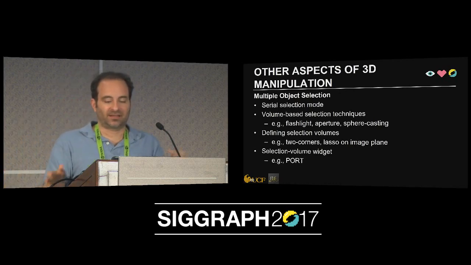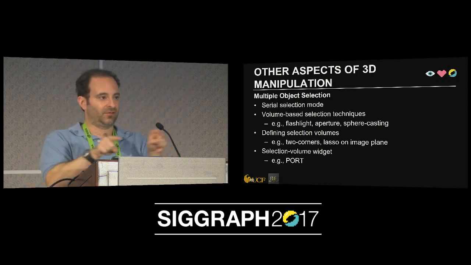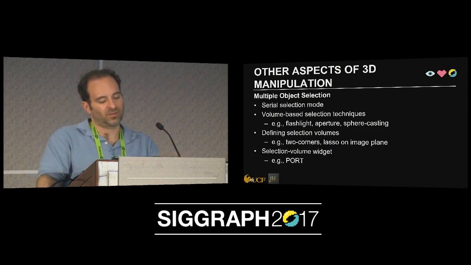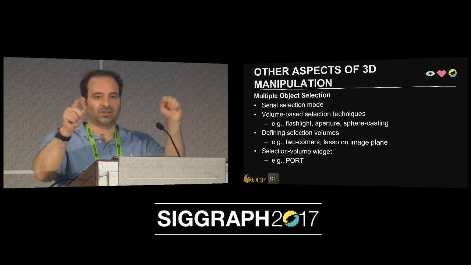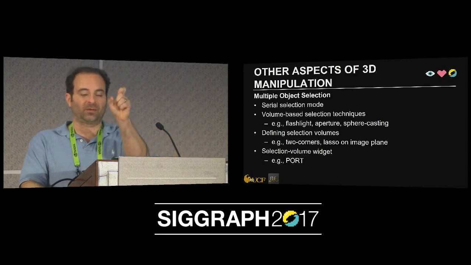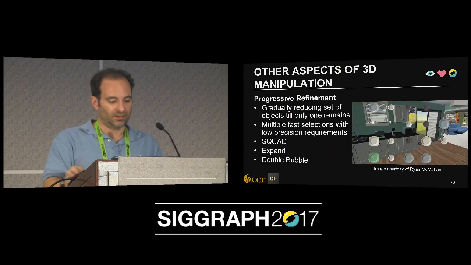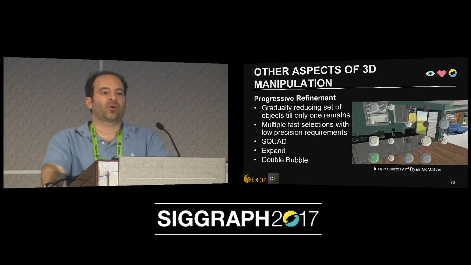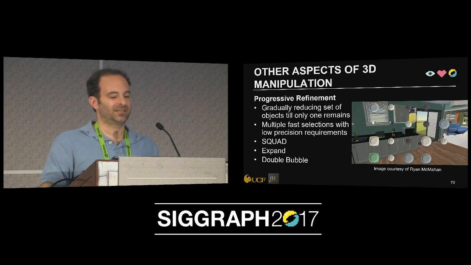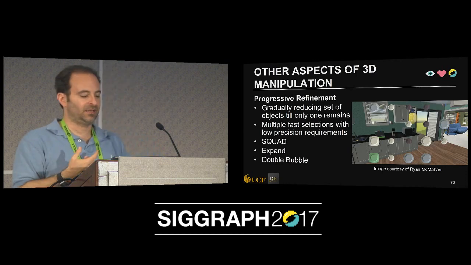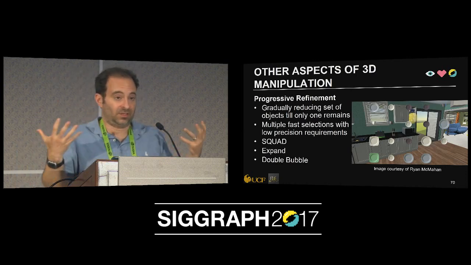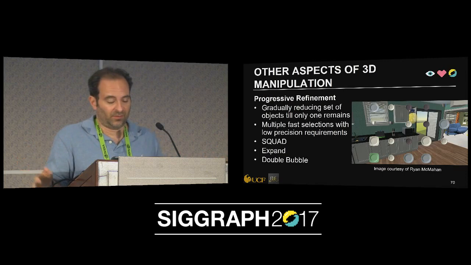Then there's defining a selection volume. I can actually define a volume that I want to select something in, like use 2 corners or a lasso on the image plane saying, all right, this is what I want to select. And then there are also volume selection widgets that you can use. There's also something that we call progressive refinement, which is a fairly new approach to selection of multiple objects. And this gradually reduces the set of objects that you want until you get one or a number of them.